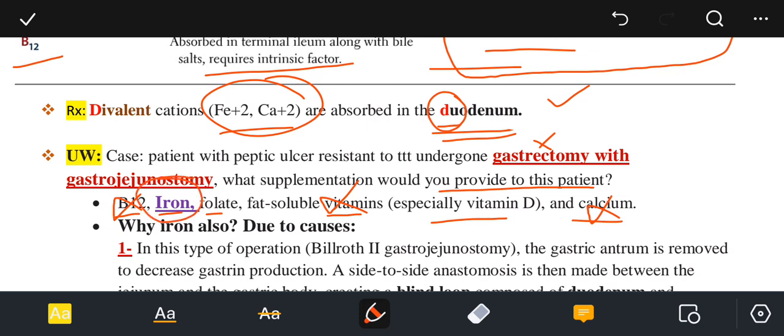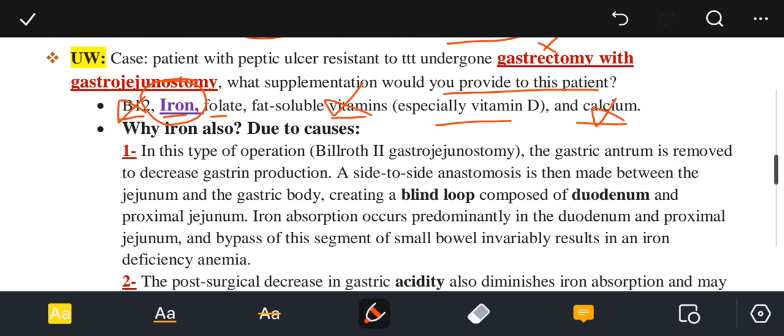The iron is not absorbed because the only site of absorption of iron is the duodenum. Why iron also? Due to different causes. Number one cause for the lack of absorption of iron is the gastrojejunostomy. This type of operation is called a Billroth type 2 gastrojejunostomy, in which the gastric antrum is removed to decrease the gastrin production.